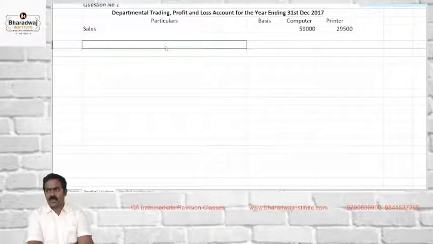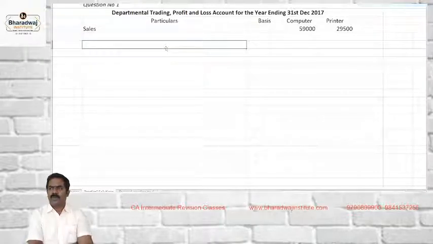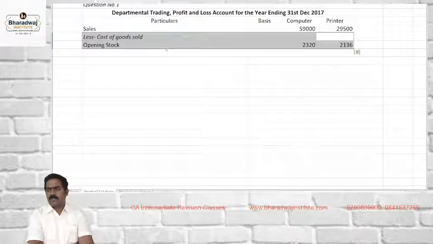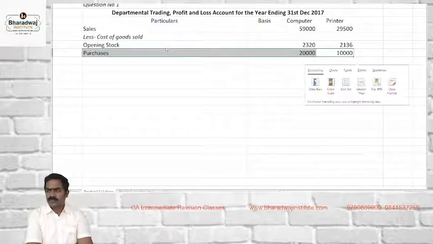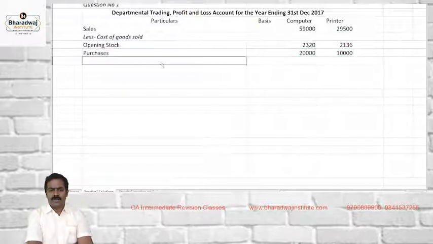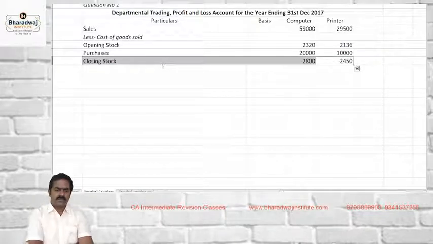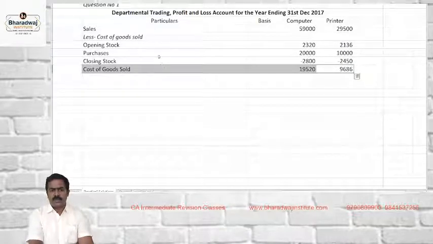Less cost of goods sold. How to work out cost of goods sold? Opening stock plus purchases minus closing stock. Direct expenses, is there any? Any direct expenses given? No. This will give us cost of goods sold.